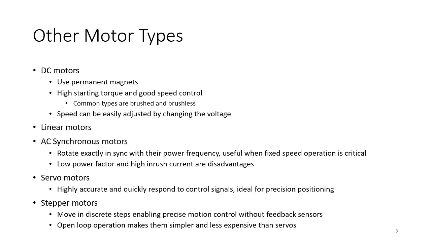There are other motor types. DC motors use permanent magnets. They have a high starting torque and good speed control, and there are different types of DC motors. Common types are brushed and brushless, and the thing about a DC motor is the speed is proportional to the voltage, so by changing the voltage you can change the speed.